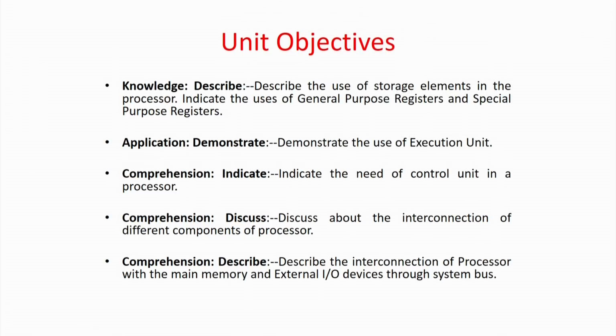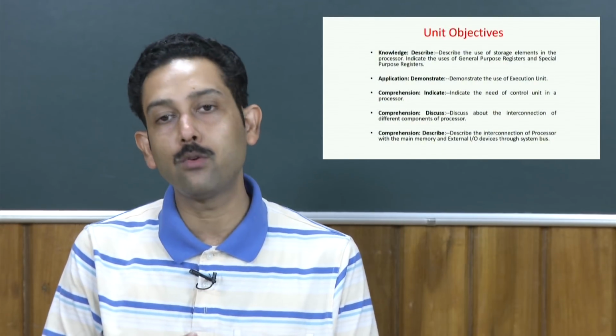Then you will be able to indicate the need of a control unit, why a control unit is needed. Then you will be able to describe the interconnection of different units of the processor, why it is required and how they are interconnected. And finally, you will be able to describe the interconnection of processors through a bus. They are not done through wires, so why it is a bus and what the motivation is, those things you will be able to describe after you complete this unit.